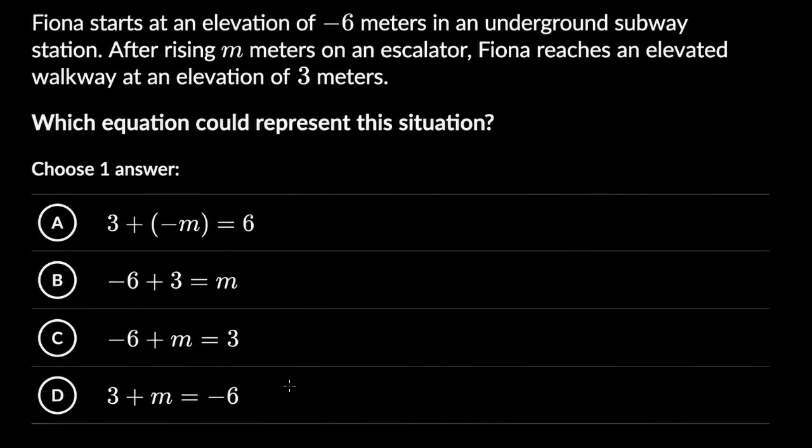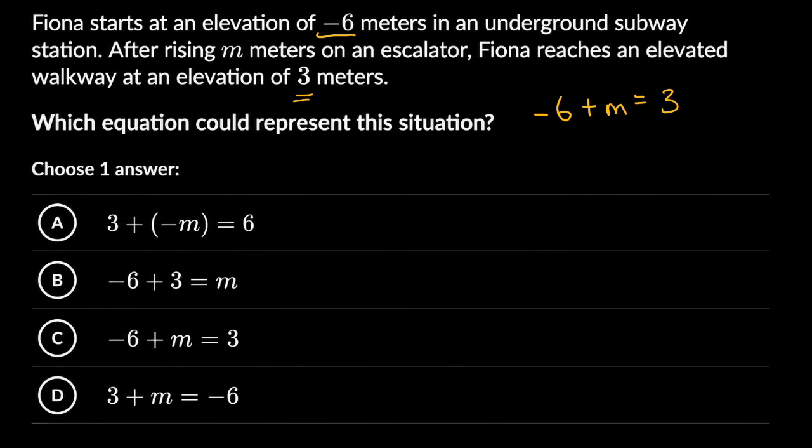Okay, before I even look at these choices, let me just see if I can write out what this situation is describing as an equation. So we're starting out at an elevation of -6 meters. And then we rise m meters, so our elevation is going to go up by m meters. And then after we rise by m meters, we're at an elevation of +3 meters. So -6 + m is equal to 3.